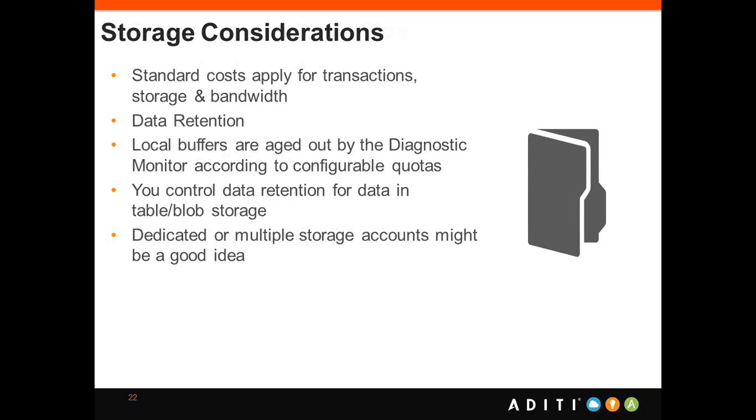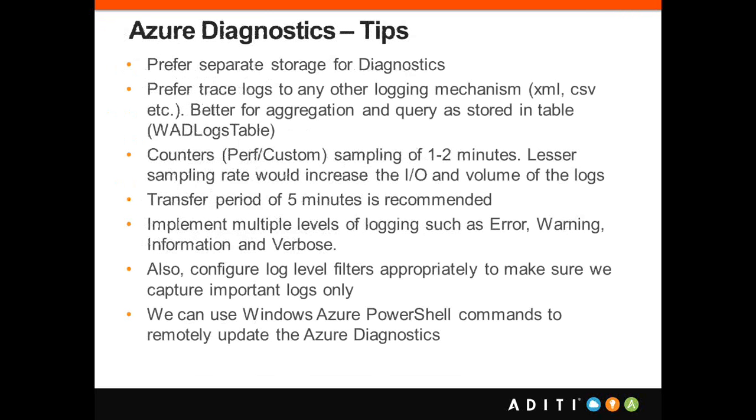Prefer separate storage for diagnostics, a very good idea, because you don't want to mix your application storage account and your diagnostic account, to take care of throughput for that storage and also to separate it out for operational purposes. Prefer trace logs, because they generally go to the logs table, rather than any other mechanism like writing to XML or CSV or files. Since it is in the logs table, it is very easy to query that information. You can filter it, write multiple queries on it, and write tools to get critical information from the table storage. That's why we prefer to write to the table as compared to files.